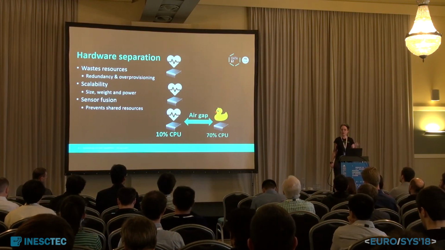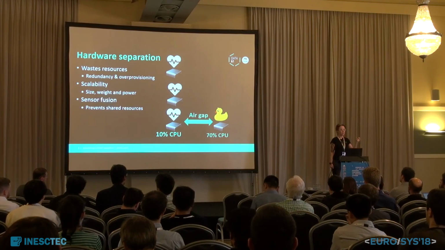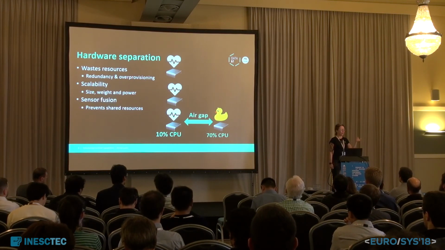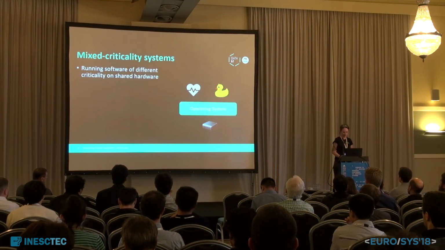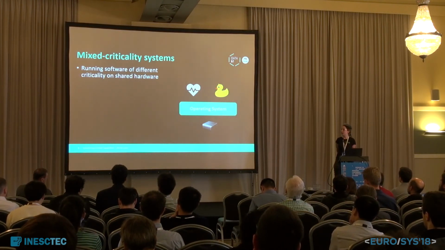So consider a self-driving car. You might have systems that use infrared to detect pedestrians and to not hit those. You might have cameras for other object avoidance. You might have information coming from a traffic service. These all need to talk to the car and tell the car where to drive, but some are more important than others. An air gap isn't going to work here. So enter mixed criticality systems, where we run software of different criticalities on shared hardware.